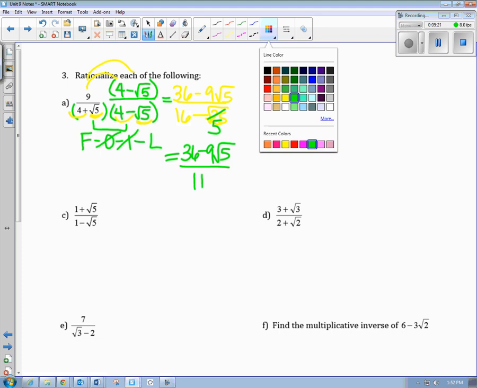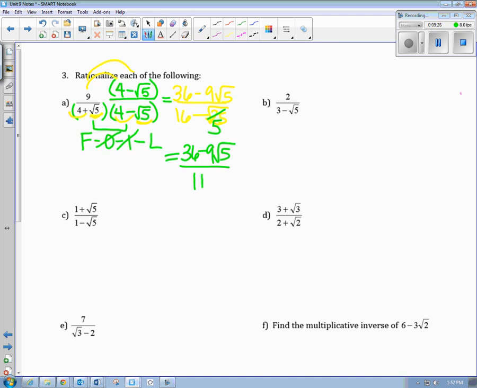For part B, I'm going to go in and multiply again by the conjugate. I have to multiply by the conjugate because there's a binomial in the denominator. My conjugate is 3 plus radical 5, so I'm multiplying that in top and bottom. Distribute on the top. On the bottom, I'm going to do first times first and last times last. So 3 times 3 is 9, minus radical 25, which is 5.